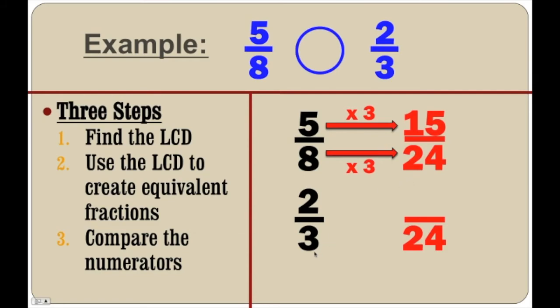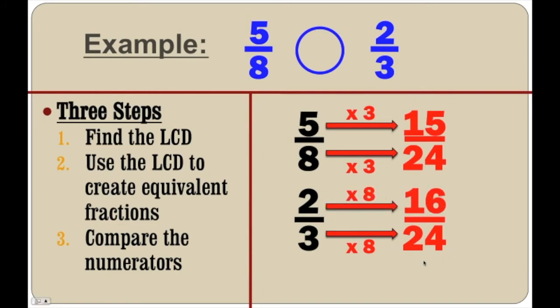How about down here? How did we go from 3 to 24? Well, that would be times 8. And so now we'll do the same exact thing to the numerator, 2. And what's 2 times 8? Well, 2 times 8 is 16.